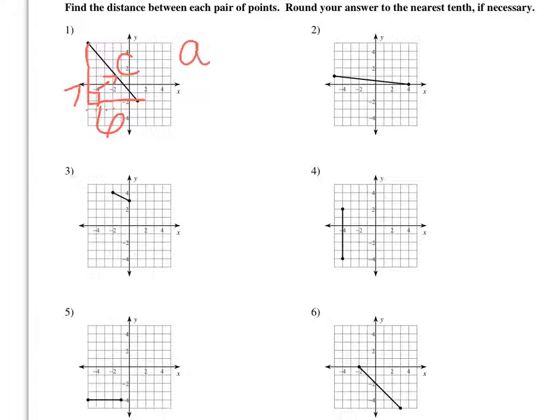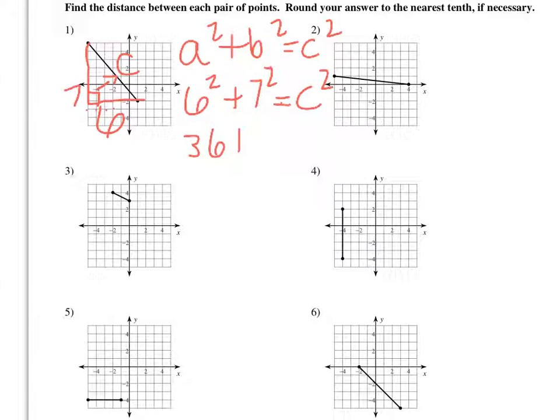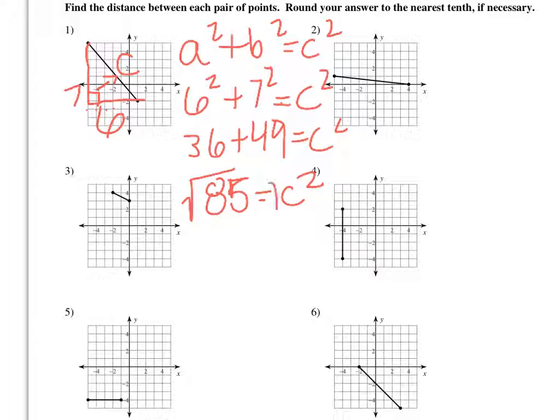So if you remember, the Pythagorean theorem is A squared plus B squared equals C squared. So I'm going to have 6 squared plus 7 squared equals C squared. So 36 plus 49 equals C squared. So then I have 85 equals C squared. Then I do the square root of both sides. So C equals roughly, I believe it's 9.2. Okay, so it's just using the Pythagorean theorem, but you're finding the distance between 2 points using it.